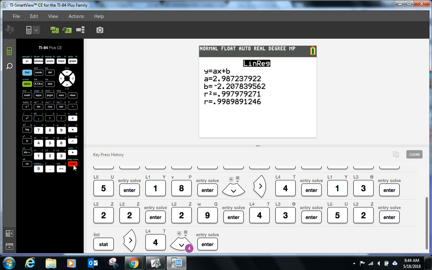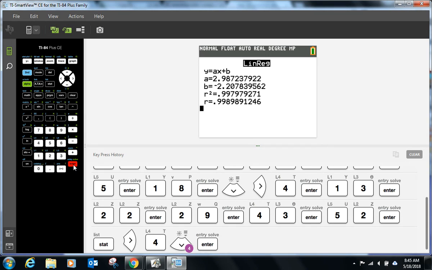Remember we did diagnostic on? If that's not on, you won't see an R value here. That's why it's got to be on. You don't have to worry about it anymore unless you clear your calculator for whatever reason. So that's why we put the diagnostic on, to get this R value. And what's it asking us to round to here? Nearest thousandth, which would be how many numbers after the decimal?